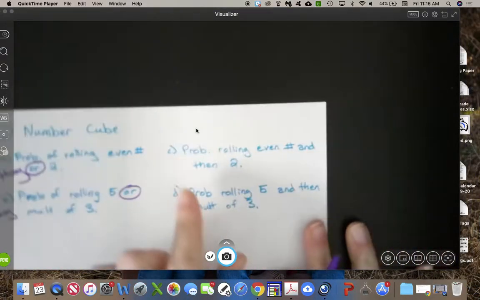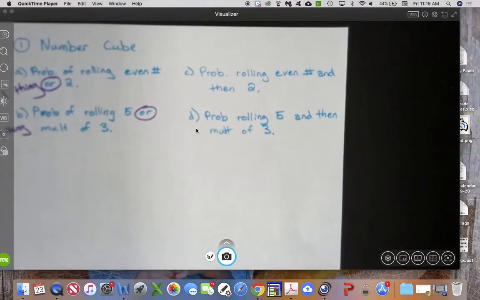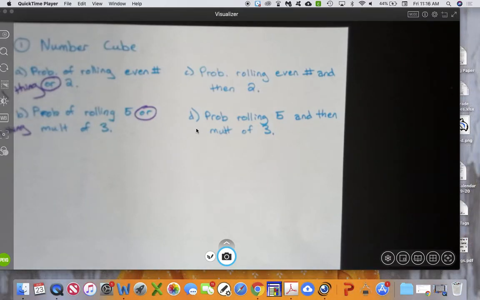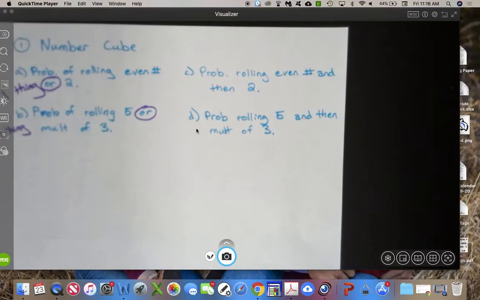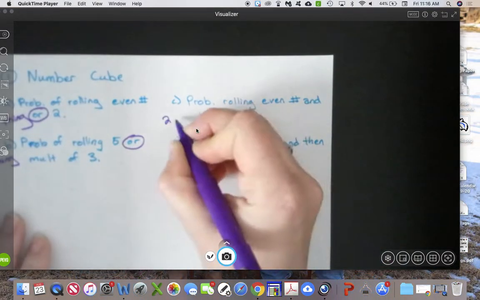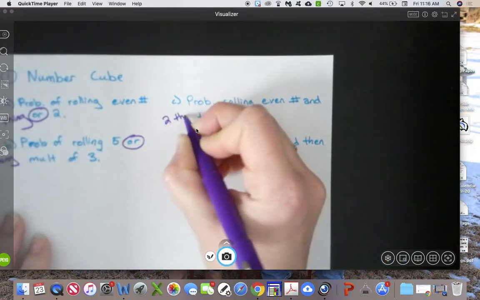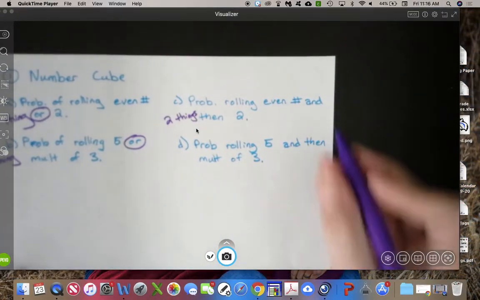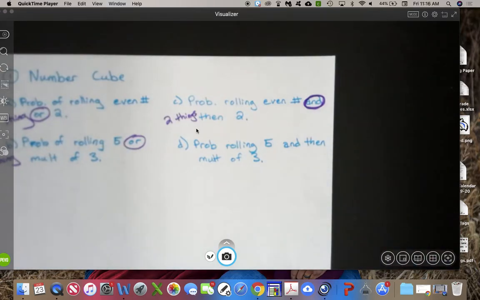Now over here in part C, I'm using the same scenario, an even number and a 2, but I'm doing an even number and then a 2. So how many dice am I rolling? 2. I'm rolling it twice, right? The first time I want an even number, and the second time I want a 2. Does that make sense? So there are 2 things. I'm doing it twice. Same thing with, circle the word and, by the way. And tells you that there's 2.